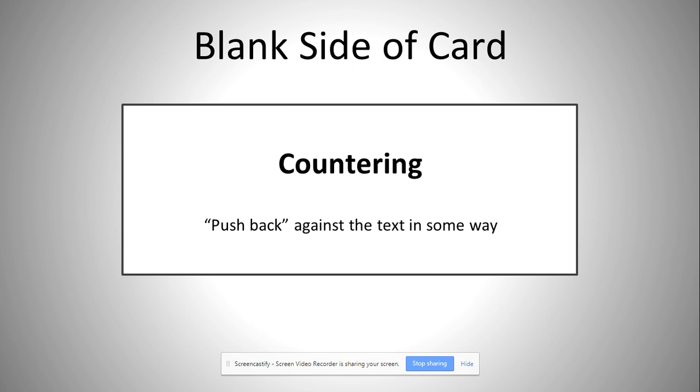So, what would the opposing side have to say? And why would they argue against you or push back against you? What's the evidence? And then why do you still continue to disagree with that?